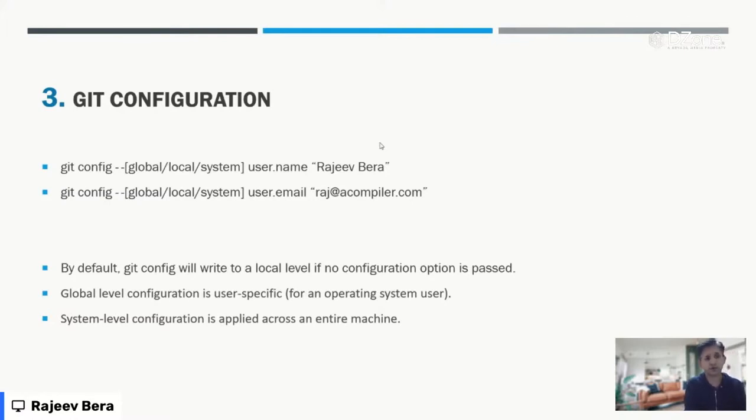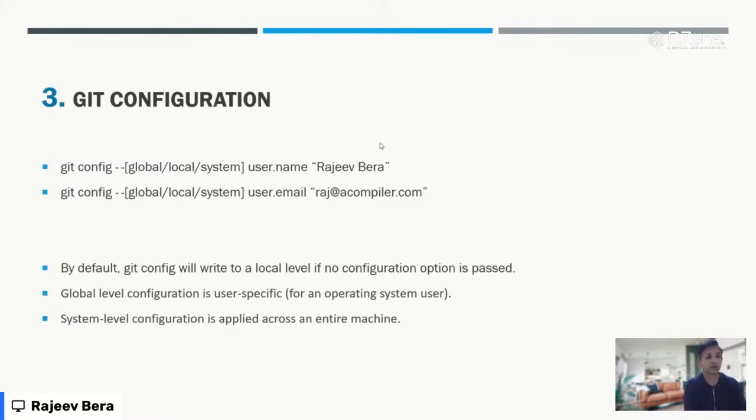So let's say you don't use any option, no global, no local, no system, then by default it will use the local level. Local level means at a project level, right? So let's say you are in the demo project or ABC project, and you are trying to set up the Git config without any option. It will be specific to that project only.